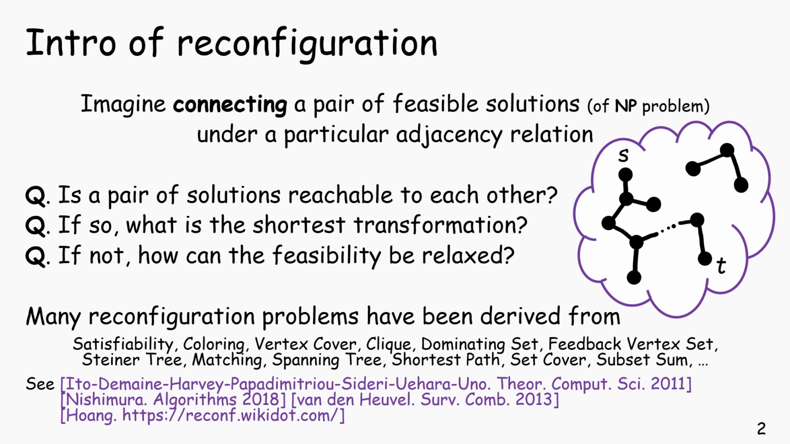I will introduce reconfiguration problems. Suppose you are given a pair of feasible solutions for some NP problem. In reconfiguration problems, we study the reachability and the connectivity between feasible solutions under some adjacency relation. For example, we would like to know if two solutions are reachable from each other, and if so, we want to find the shortest transformation. On the other hand, if two solutions are not reachable, we may try to relax the feasibility so that the two solutions become reachable. In the last decade, many reconfiguration problems have been formulated.